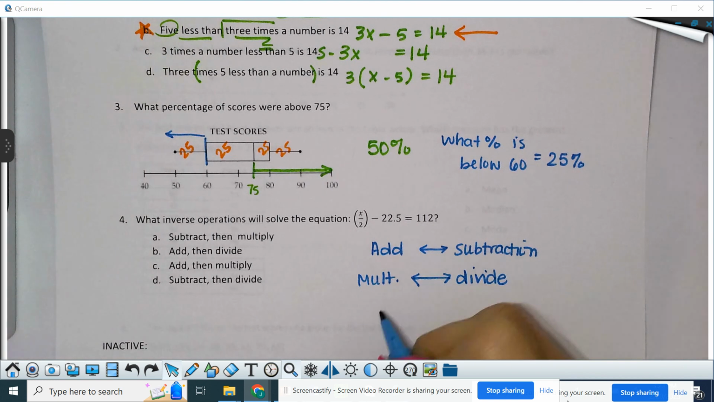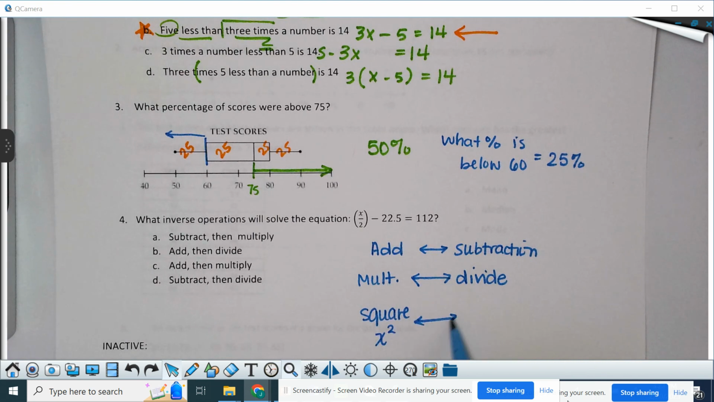The other one I want us to learn is to square a number. So that's when x is squared. To undo that, we're going to take the square root.